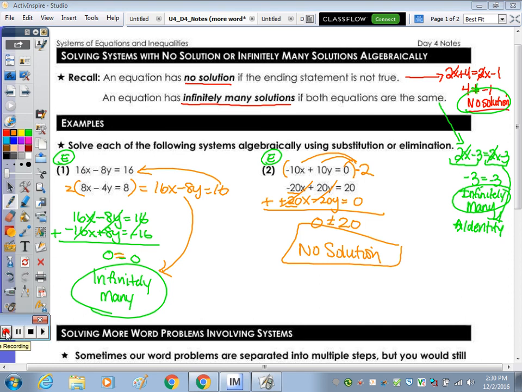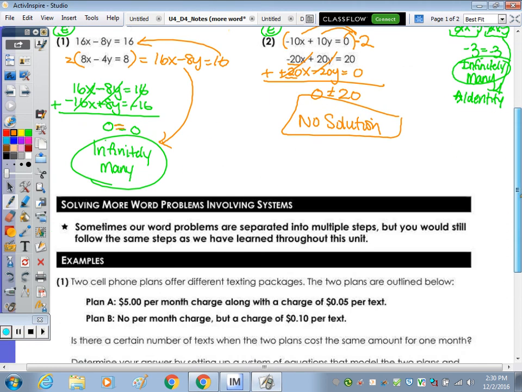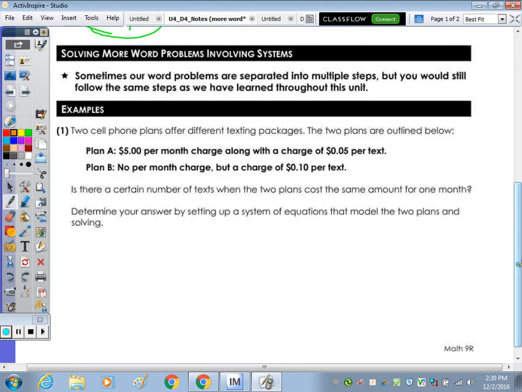Next one. So in continuing to solve more word problems today, it says sometimes our word problems are separated into multiple steps, which is what you would see on a Regents, on a short answer question. You would still follow the same steps, so we always read it carefully, translate, write our let statements, solve it, and then check to make sure it makes sense.